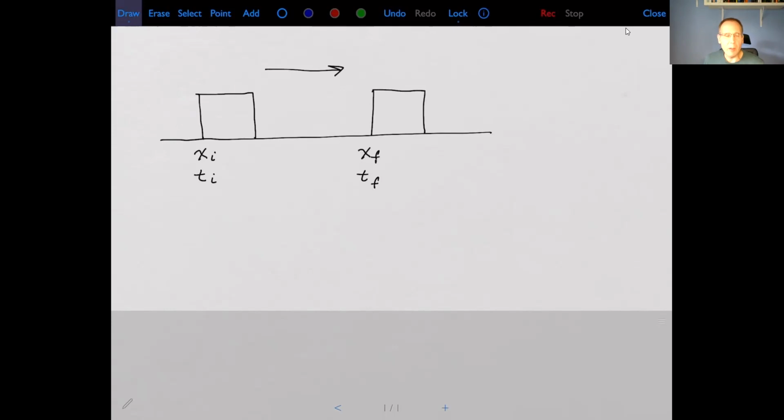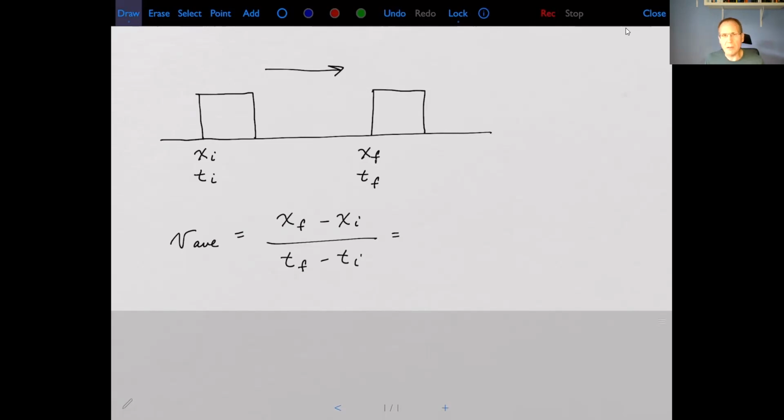So one thing that we may want to calculate is what is the average velocity of that cart as it moves from the initial position to the final position. So by definition, the average velocity, and I'll define this as V average, is equal to the final position, X final, minus the initial position, X initial, divided by the final time minus the initial time.